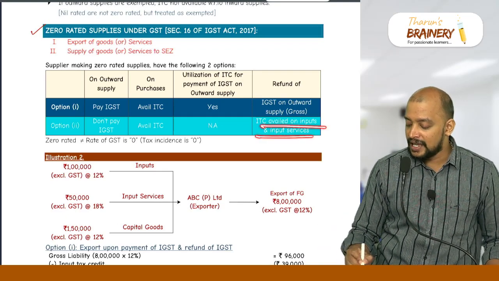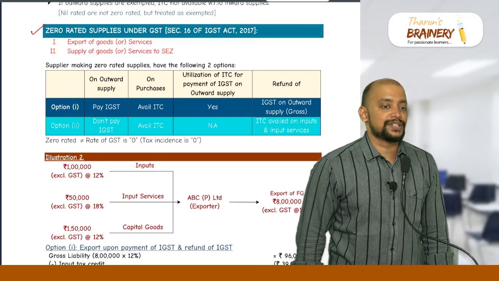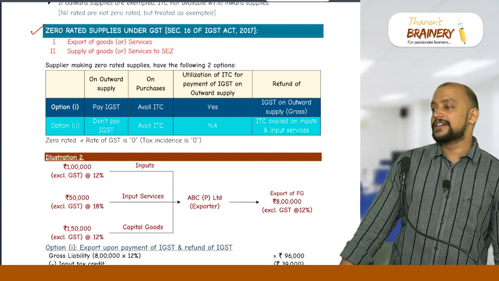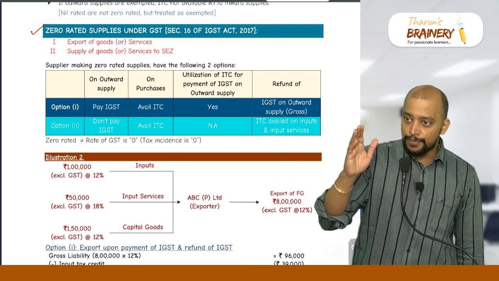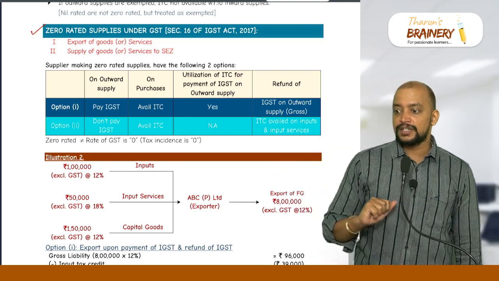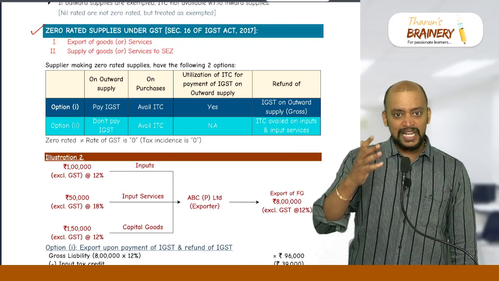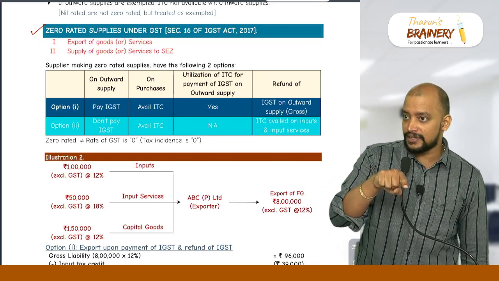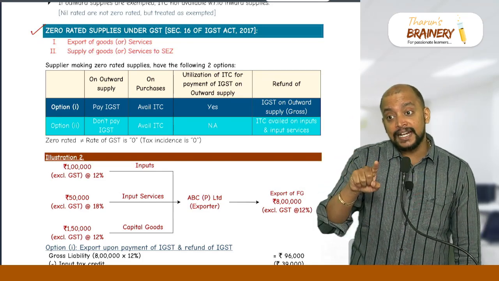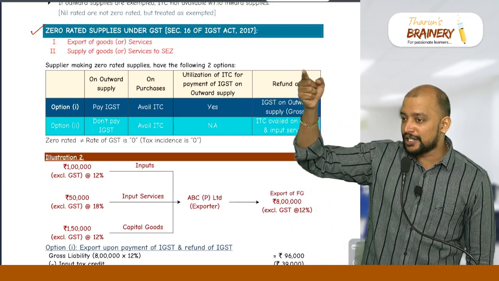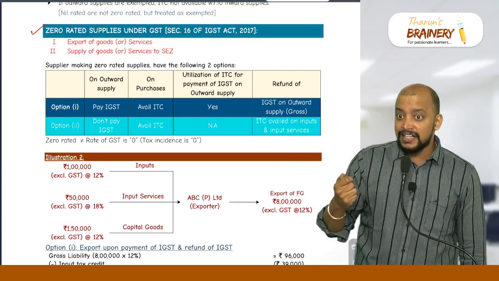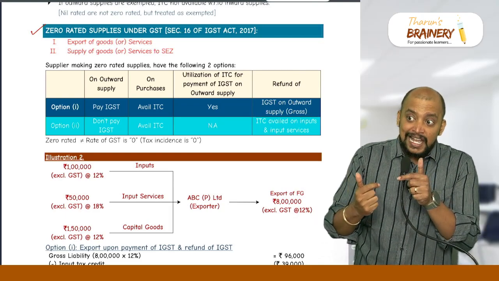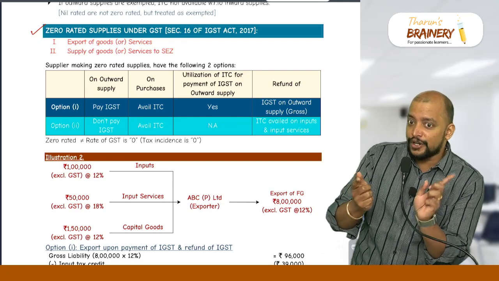Can you see that word? ITC availed on inputs and input services. So the inward supplies of a person is classified into 3: inputs, input services and capital goods. Inputs means what? Any goods purchased and charged to P&L is known as inputs. Any goods purchased and capitalized is known as capital goods. Any goods which is purchased and not capitalized, means charged to P&L, is known as inputs.